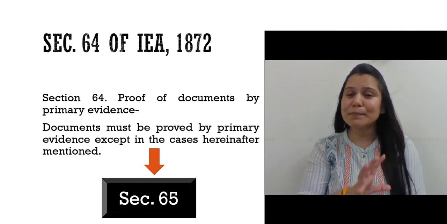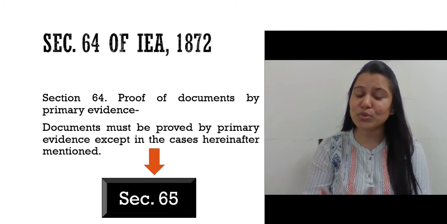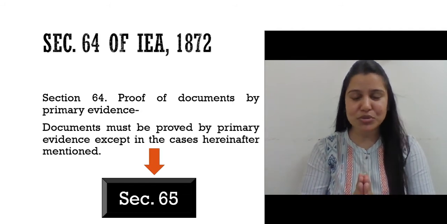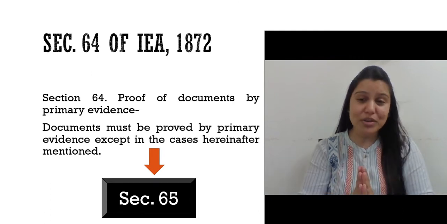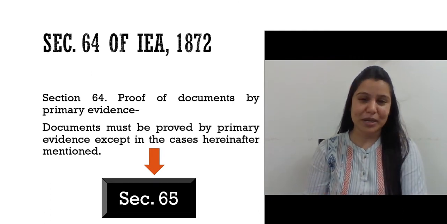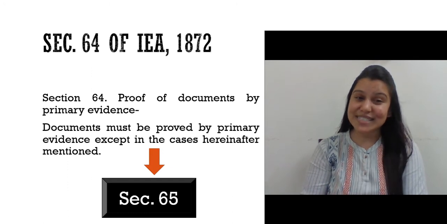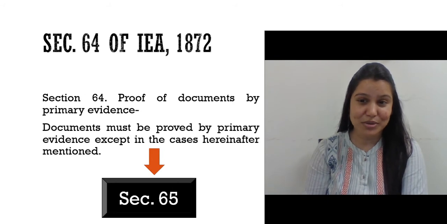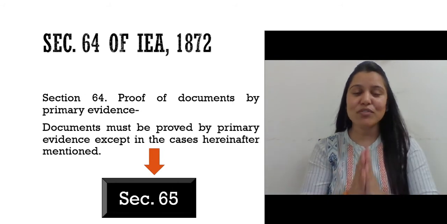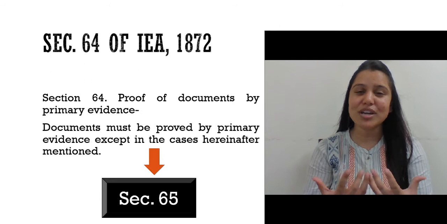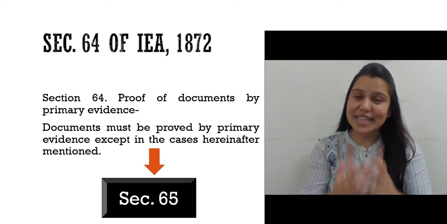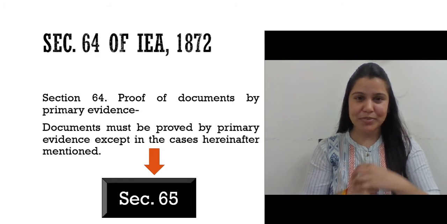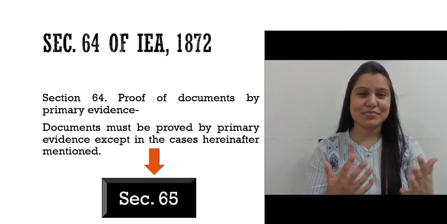Now, this section simply states that documents must be proved by primary evidence. First preference should always be given to the primary evidence. When it comes to proving of a document, it should be through the primary evidence. But except in the cases hereinafter mentioned under section 65, as you can see on your screen. So, if there is any of the situations which are mentioned under section 65, then you can give the secondary evidence of the same. Other than those situations, you cannot.